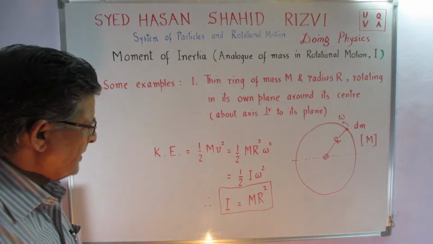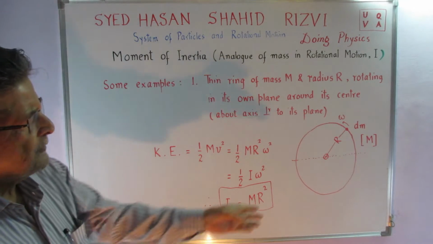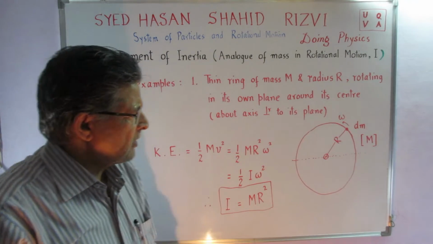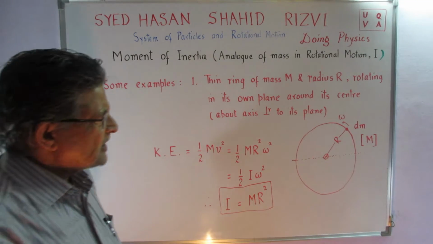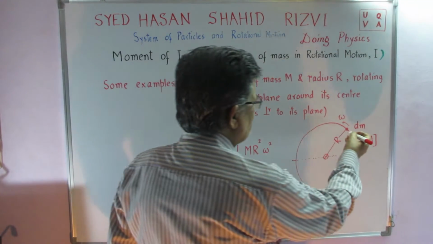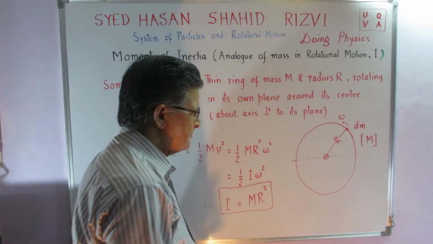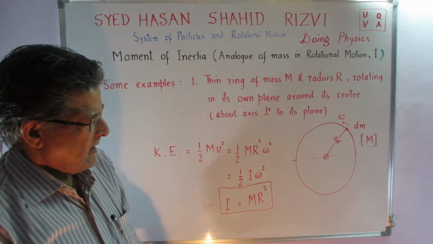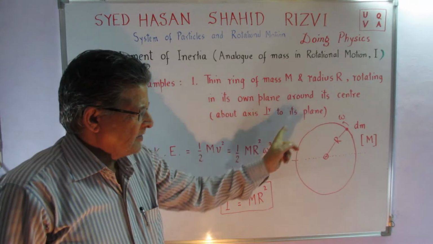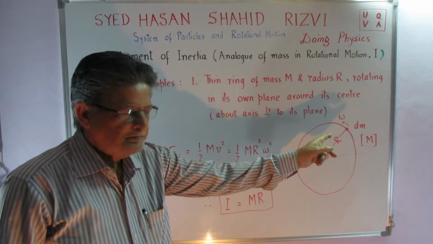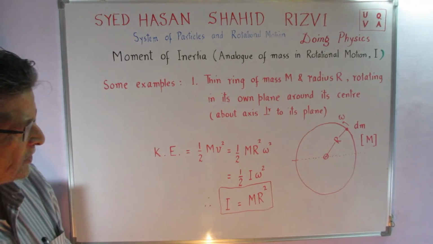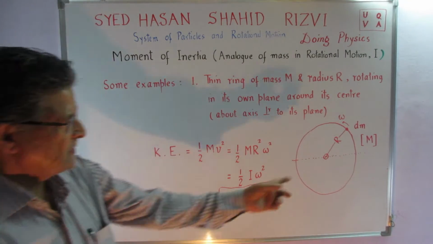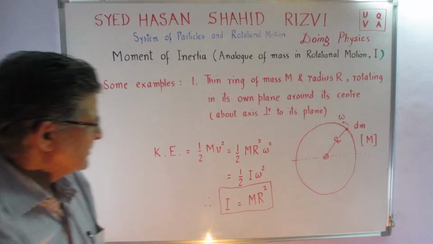Very simple example. I have shown it here. It's a counterclockwise, anti-clockwise rotation. I'll just consider a small mass dm, and then our mass per unit length of the circumference we can take. Then we can integrate over the whole circumference to obtain the mass capital M of the ring.